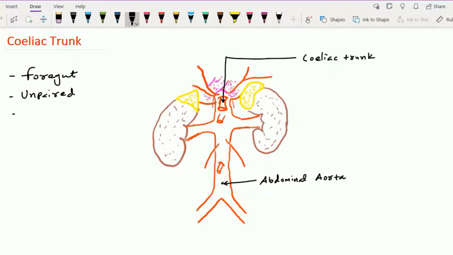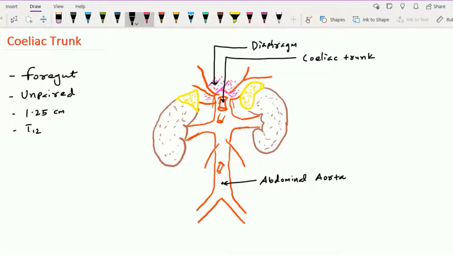The celiac trunk is 1.25 centimeters in length, and it is a very short and wide artery. It arises from the ventral aspect of the abdominal aorta just below the opening of the aorta into the diaphragm. So here this muscle is the diaphragm muscle. The celiac trunk arises from the lower border of the T12 vertebra just below the opening of the aorta into the diaphragm.